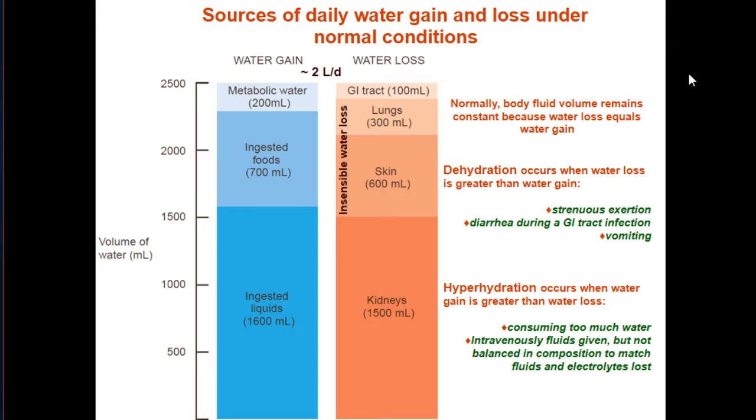You should remember that normally body fluid volumes remain constant because, as you can see, water gain is equal to water loss. Dehydration occurs when water loss is greater than water gain. This can happen during strenuous exercise, diarrhea, for example in case of GI tract infection, and vomiting. You can also have hyperhydration. It occurs when water gain is greater than water loss. This can happen by consuming too much water, or when intravenous fluids are given but not balanced in composition to match fluid and electrolyte loss. So these are the main definitions you need to know before we proceed.